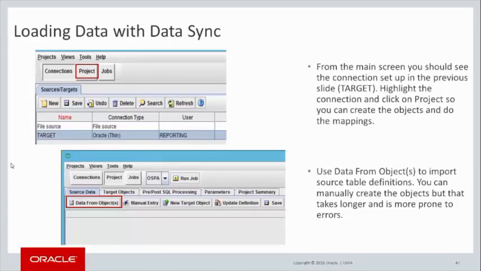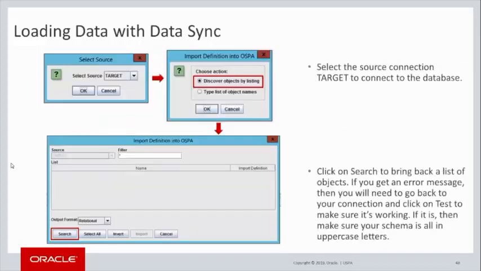From the main screen, you should see the connection set up in the previous slide, called Target. Highlight the connection and click on Project so you can create the objects and do the mapping. Use data from objects to import source table definitions. You can manually create the objects, but that takes longer and is more prone to errors. Select the source connection target to connect to the database. Click on Search to bring a list of objects.